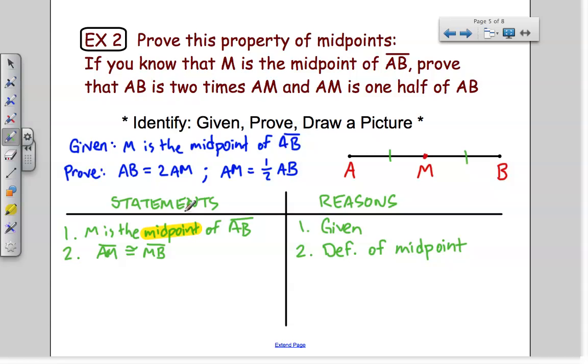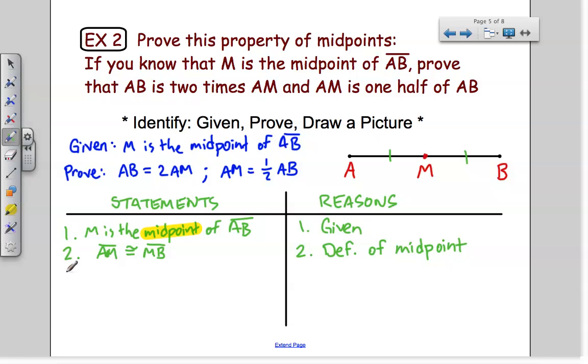Alright, what else do I know? Well, I got from the word midpoint that those segments are congruent, but somehow I have to prove that 2 times AM is AB. I know AM and MB are congruent. How am I going to prove that this length of AB is twice this length? One of the only other things you can do, now you know if you have a segment that's broken up into 2 smaller segments, you can add the 2 smaller segments to get the whole thing. That's where I'm going to have to go next here.